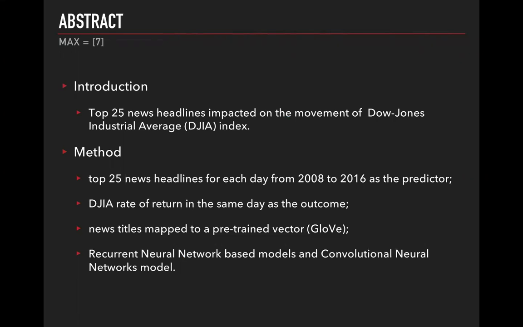As for the methods, there are two data sets. One is the top 25 news headlines for each day from 2008 to 2016 as a predictor. And the second is the DJIA rate of return on the same day as the outcome. And the news titles map to a pre-trained vector, which is GloVe. And recurrent neural network-based models and convolutional neural network models are used.